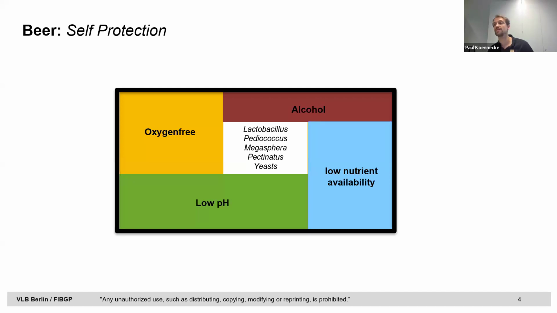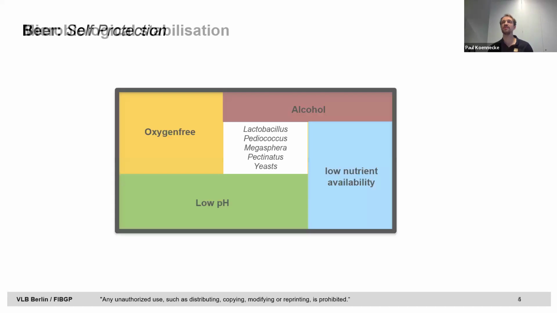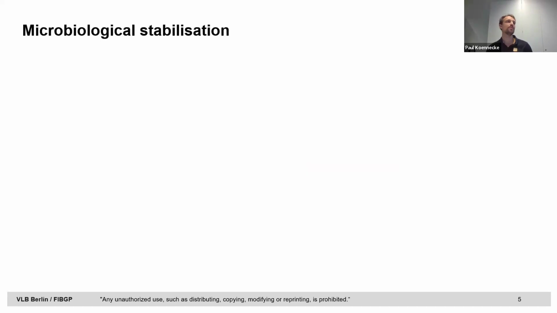Luckily, nothing which is really making people sick, but we have some bacteria which can grow under those conditions. Lactobacillus, Pediococcus, Megasphaera, Pectinatus, and yeasts are the most common ones we are looking at. And against those, we want to stabilize. And we can stabilize our beer in a variety of different ways.